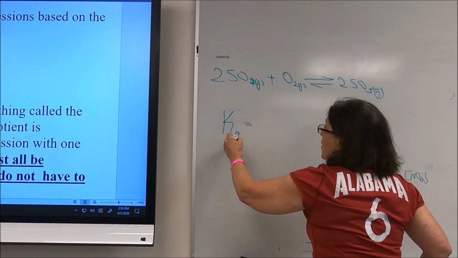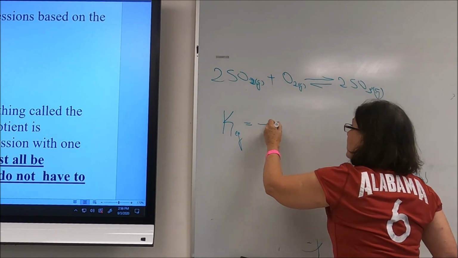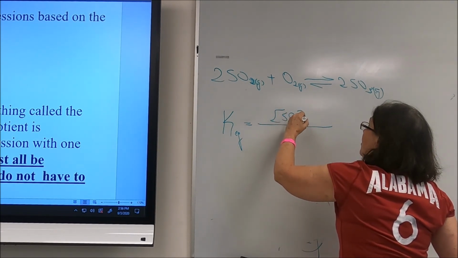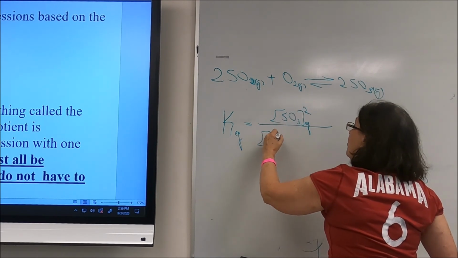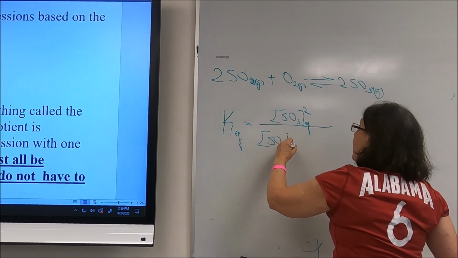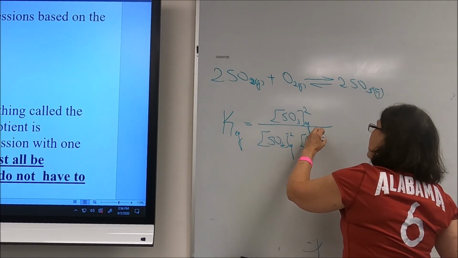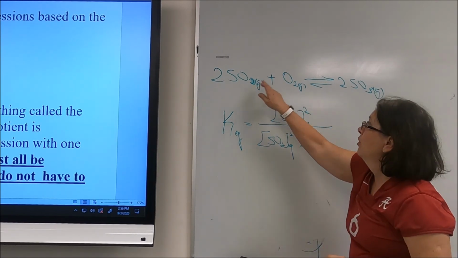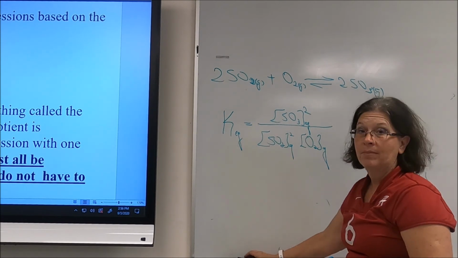K_eq, now your book doesn't use the EQ, but I'm trying to reinforce the fact that it's equilibrium. I'm going to have the concentration of sulfur trioxide at equilibrium squared over the concentration of sulfur dioxide at equilibrium squared times the concentration of oxygen at equilibrium. The powers are the coefficients in the balanced chemical equation.